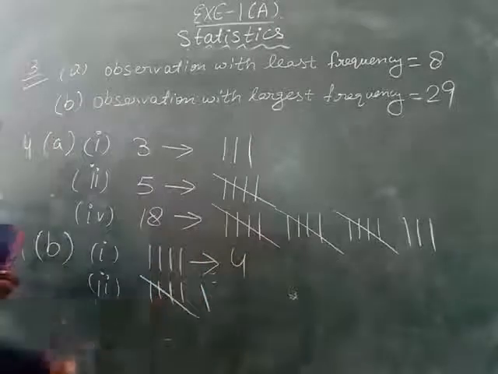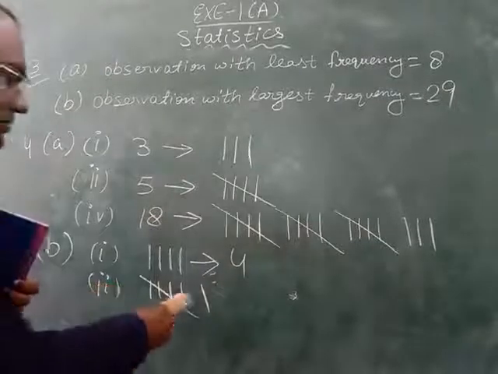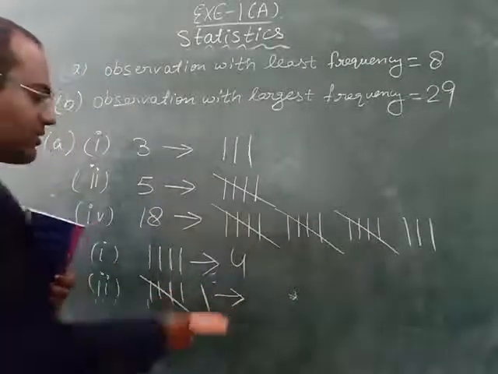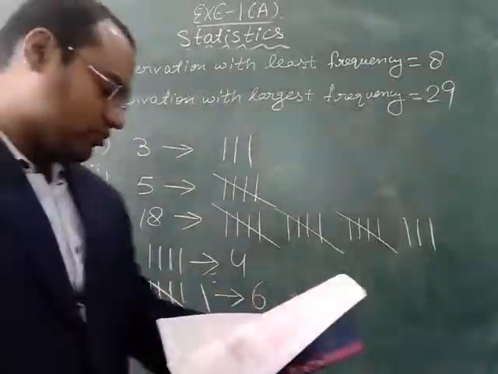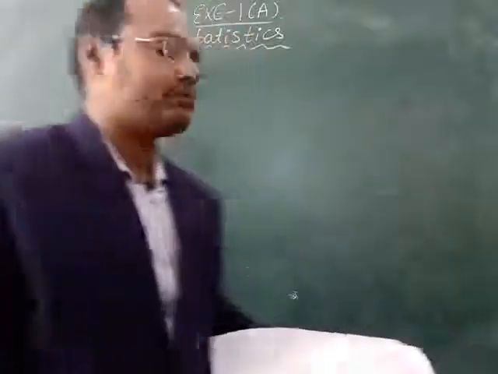This is the figure given in the question. We have to count what the value of these tally marks is. So 1 2 3 4, cut means 5, and 1 makes 6. So here the value is 6. So like this you have to do question number 4th. Now come to question number 5th.